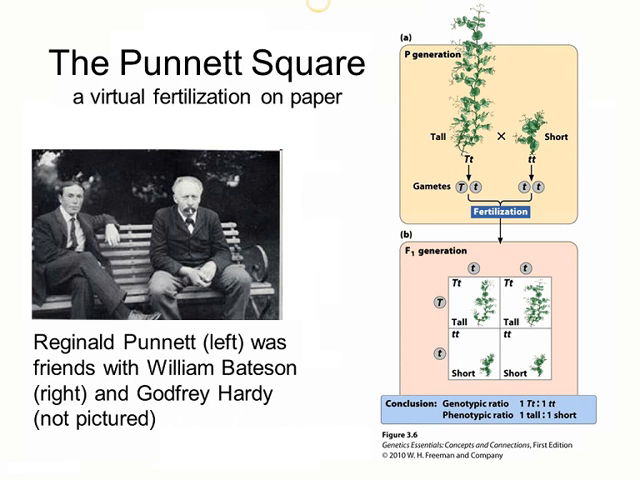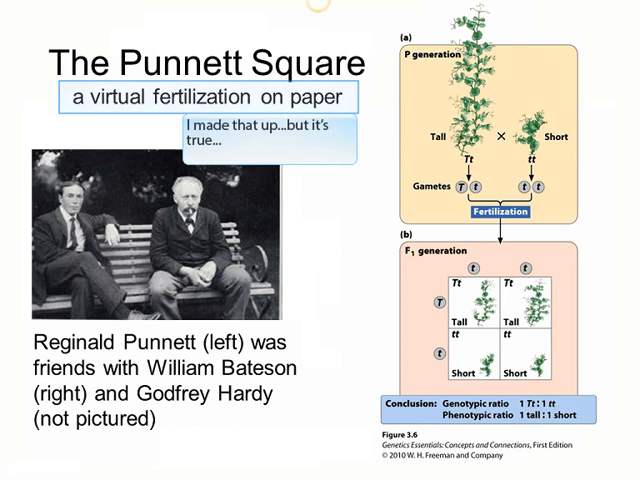And so, once we know the law of segregation, we can actually predict what the gamete genotypes would be, as long as we know the genotype of the parent. So in this case, we're going to use a Punnett Square, which I call a virtual fertilization on paper. I made that up.